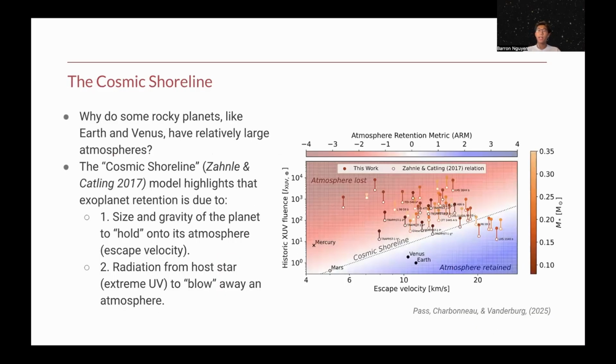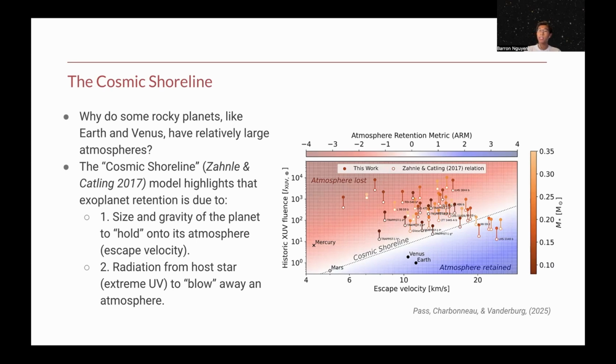So yeah, another way to view this concept is the idea of a cosmic shoreline. The big question is, why do some rocky planets like Earth and Venus have large atmospheres? Why don't they get stripped away if photoevaporation is such a big issue? The idea is that there is a balance between the escape velocity and the amount of extreme UV light that you receive on a planet that can strip away an atmosphere.